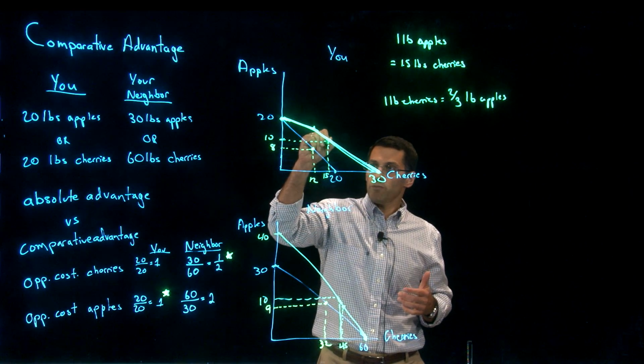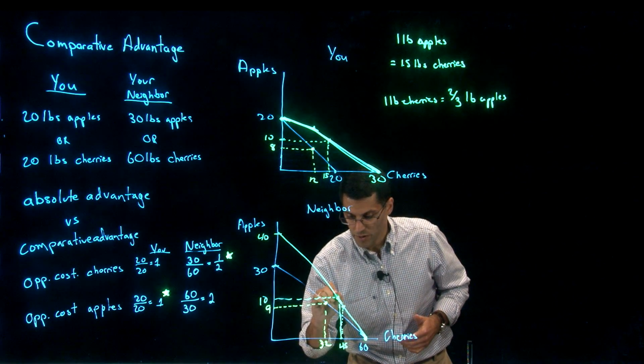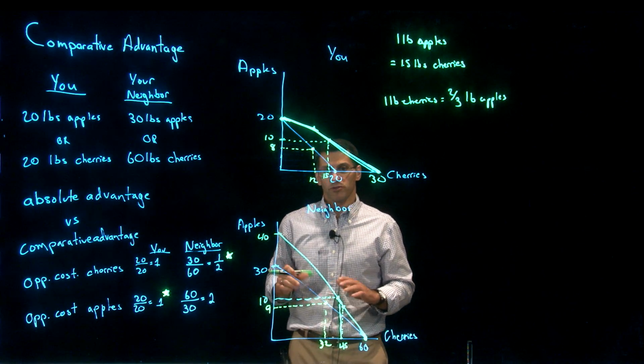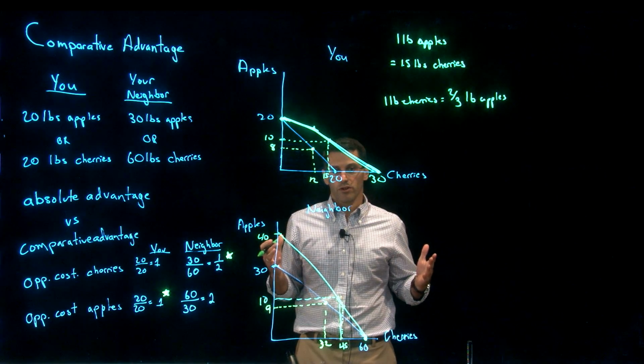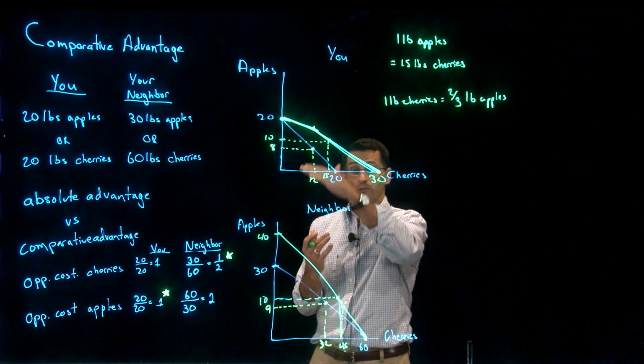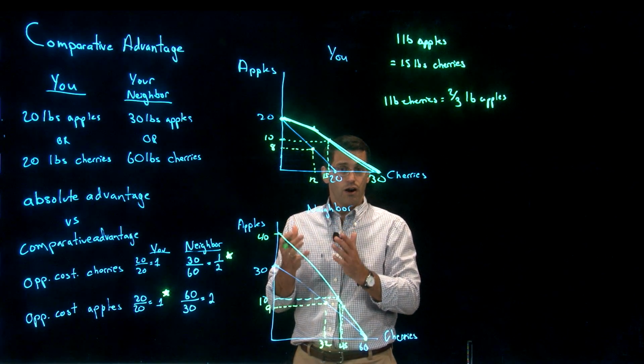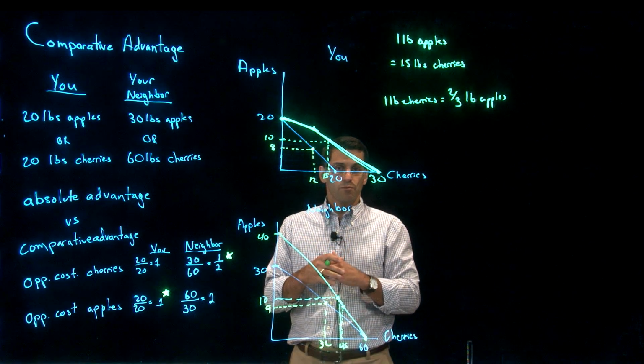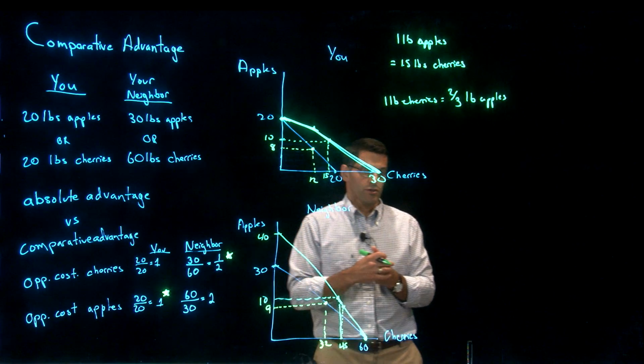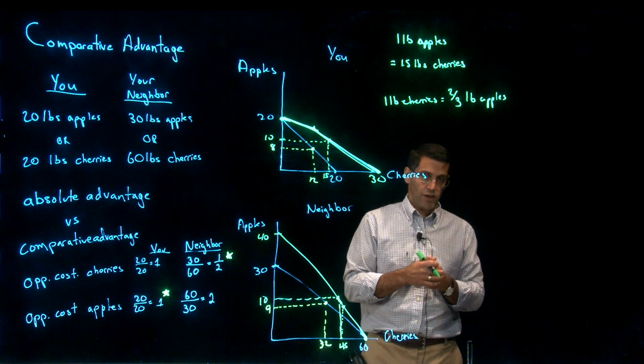Again, what's the important thing to note here? Both you and your neighbor are consuming combinations of cherries and apples that you can never produce on your own. Now, you're consuming at a point outside of your PPF, right? A point that is not attainable on your own. So you can reach higher levels of consumption than you could if you didn't specialize.